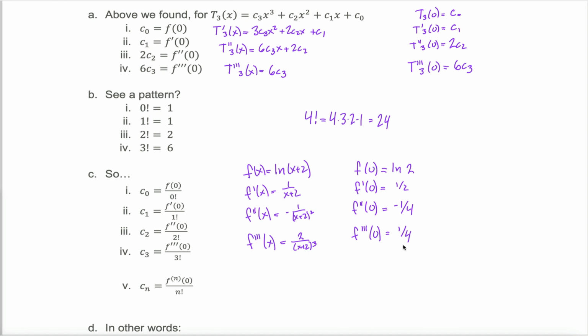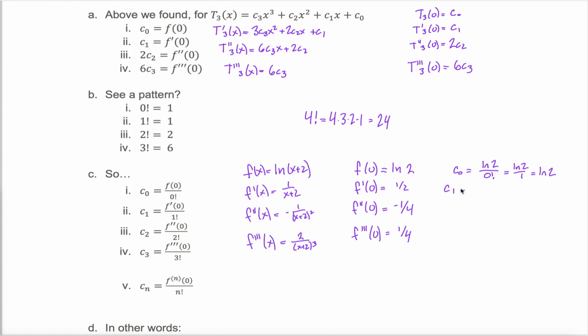Now that I have these four values, it's pretty easy to figure out the coefficients of my third degree Taylor polynomial. If I want to know what C0 is equal to, I remember that C0 is f of 0 divided by 0 factorial. So now I know f of 0. I just take the natural log of 2 and divide it by 0 factorial. 0 factorial is equal to 1. So I get the natural log of 2 divided by 1, which is just the natural log of 2.